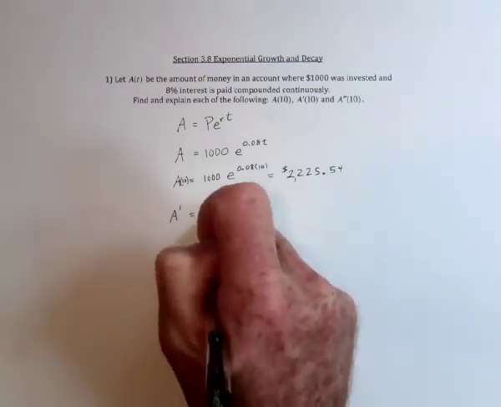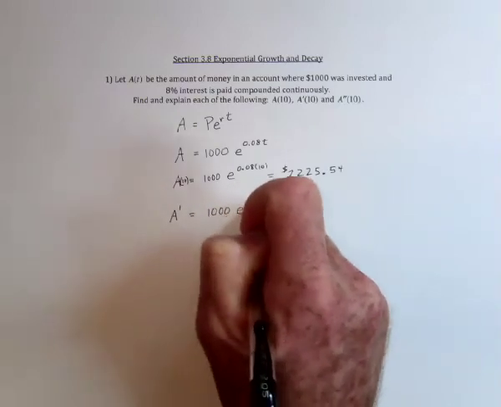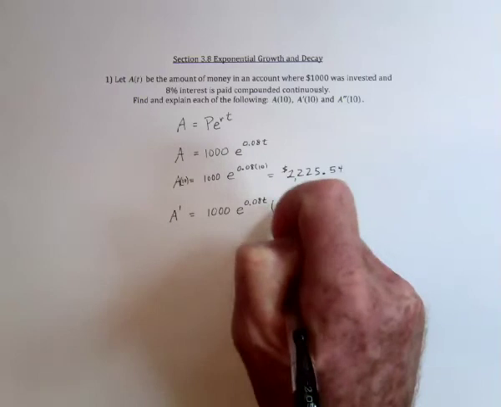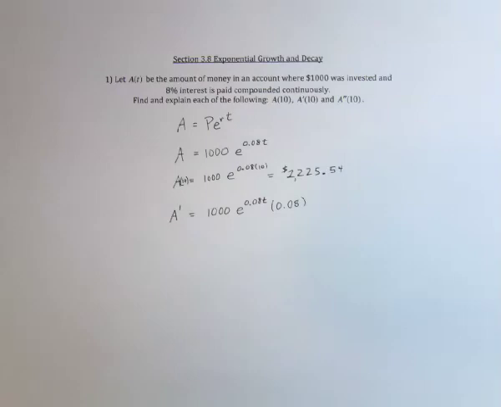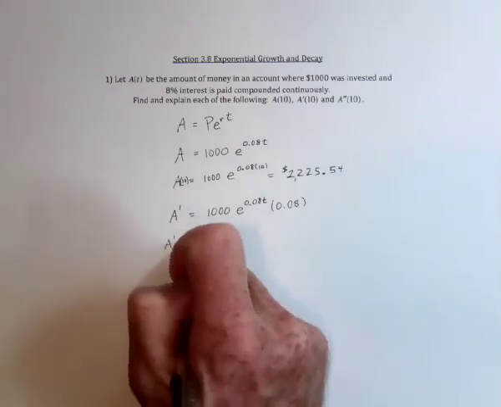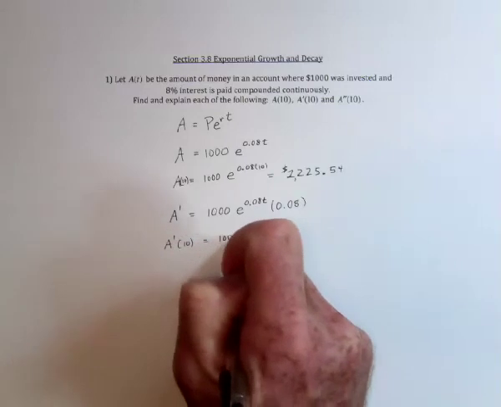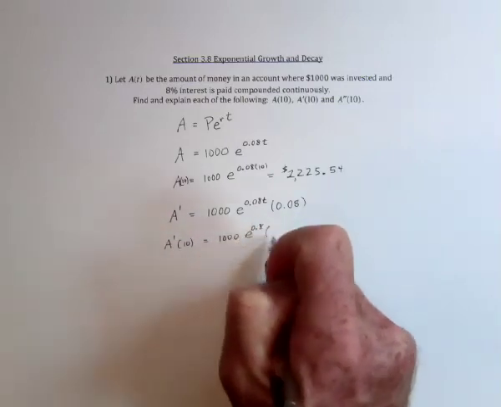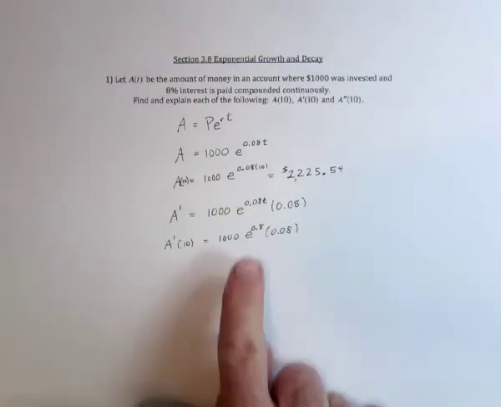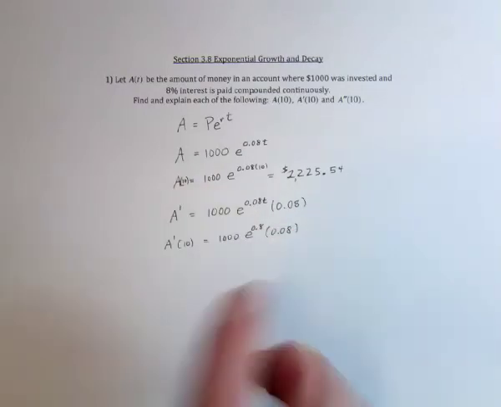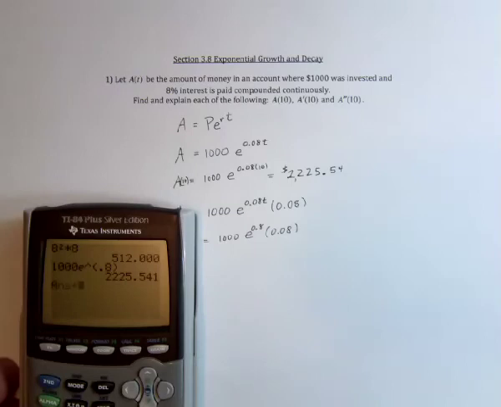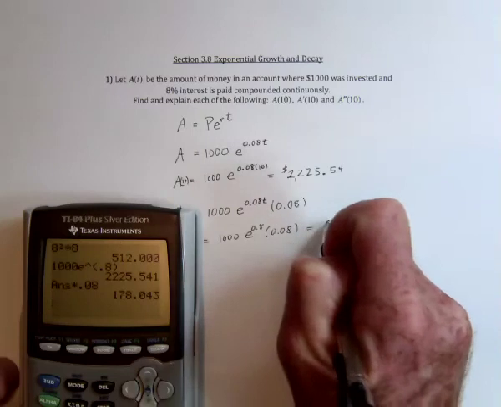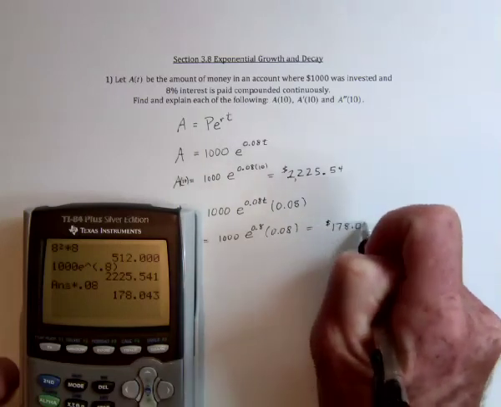Now take the derivative. So the derivative of the e function is going to be the e function. But then the chain rule says we need to take the derivative of this exponent and multiply. And then substitute in a 10. So that's actually the last answer except multiplied by an additional 0.08. So I could just take the last answer and multiply by 0.08, and it's 178.04.